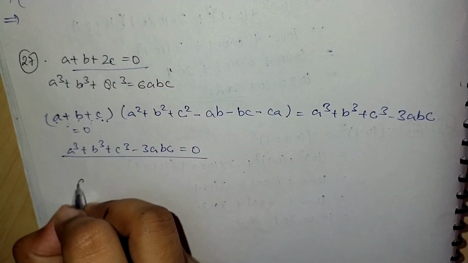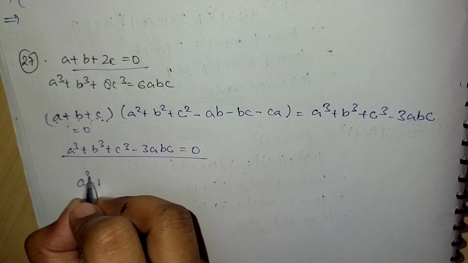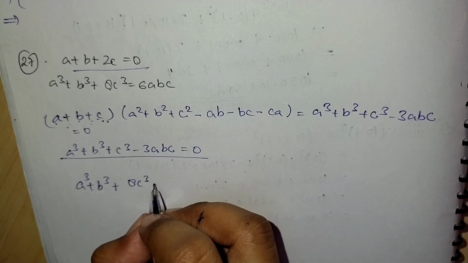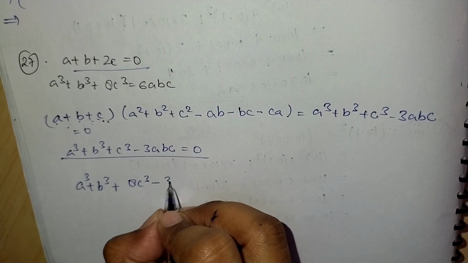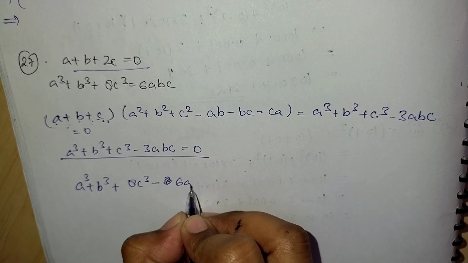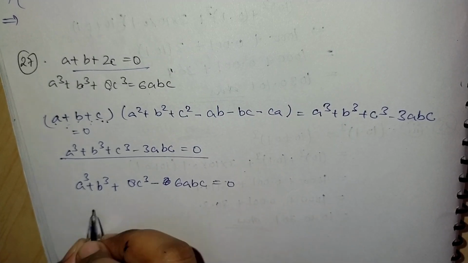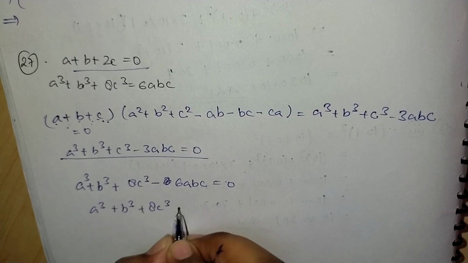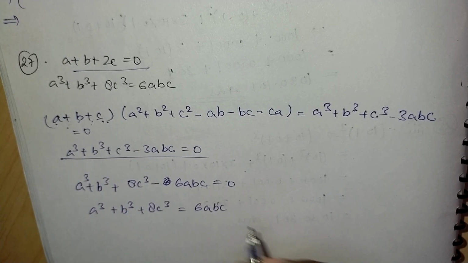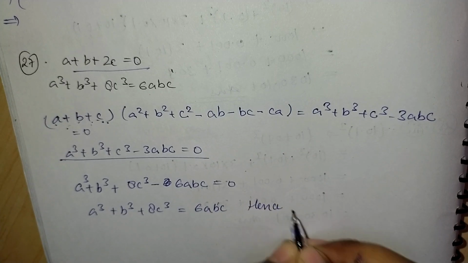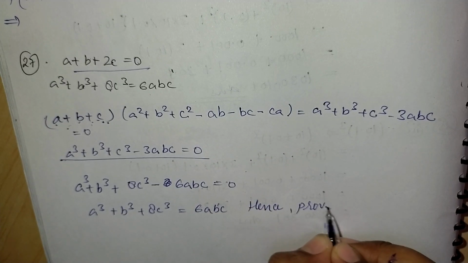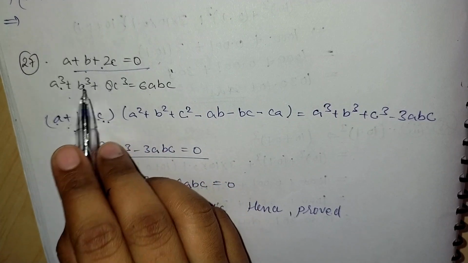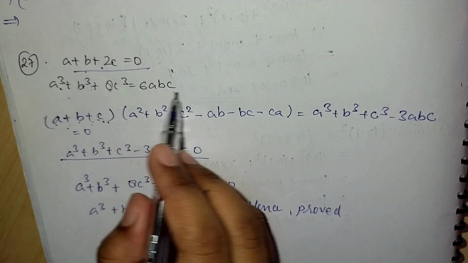So we can write it as a cube plus b cube plus 8c cube minus 6abc equal to 0. So we can write a cube plus b cube plus 8c cube is equal to 6abc. Hence proved, by this that a cube plus b cube plus 8c cube is equal to 6abc.